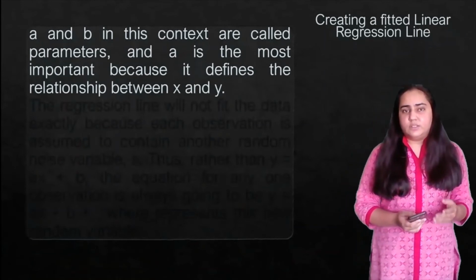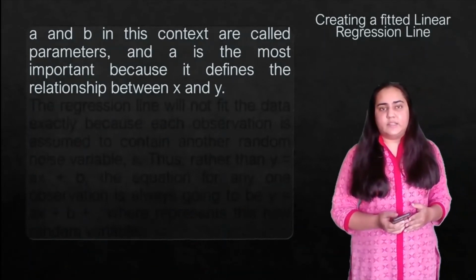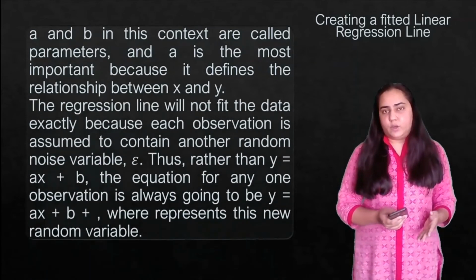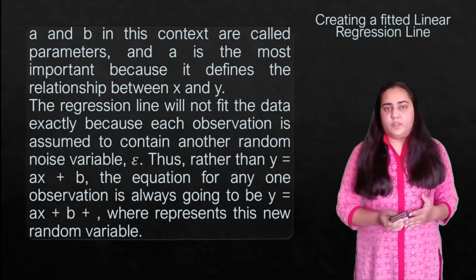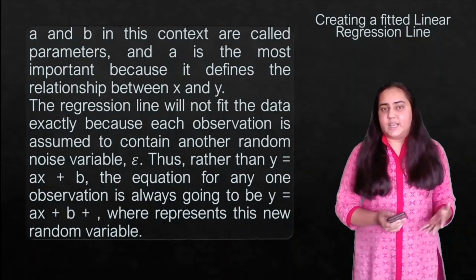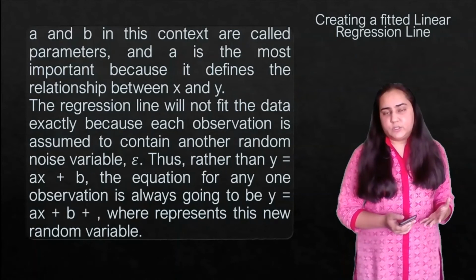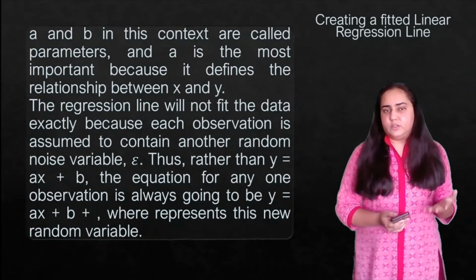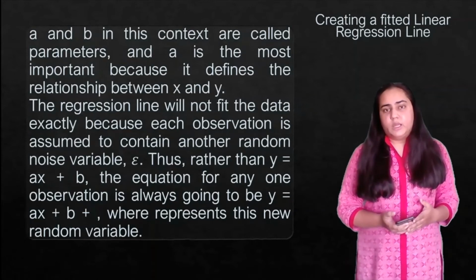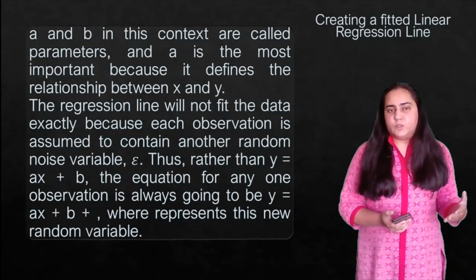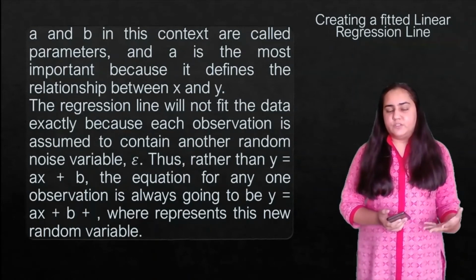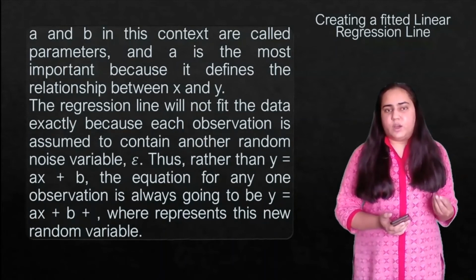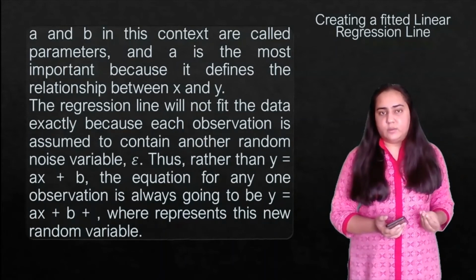Now, A and B in this context are called parameters, and A is the most important one because it defines the relationship between X and Y. Remember, it's the slope. And the regression line will not fit the data exactly, because each observation is assumed to contain another random noise variable, denoted by epsilon, a Greek symbol. And thus, rather than y equal to ax plus b, the equation for every observation is going to be y is equal to ax plus b plus epsilon.